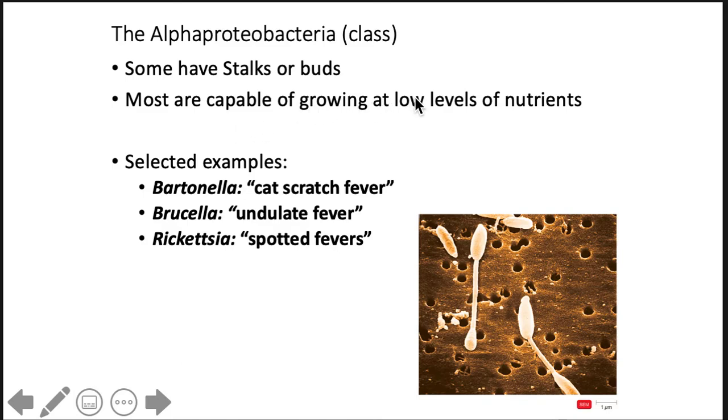Most are capable of growing at incredibly low levels of nutrients. Okay, and the selected examples that fall into this class are, we're going to look at Bartonella, this is the genus name, Brucella, and Rickettsia. Bartonella are known for cat scratch fever. Brucella are known for undulate fever, not quite as common, and Rickettsia are known for the spotted fevers, and there's a few different species that give the specific disease. So we're going to look at those because there's 3 that are very medically significant.